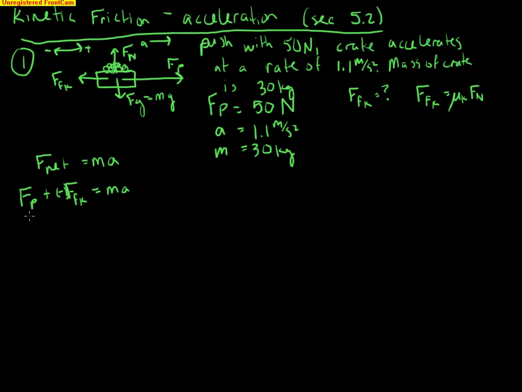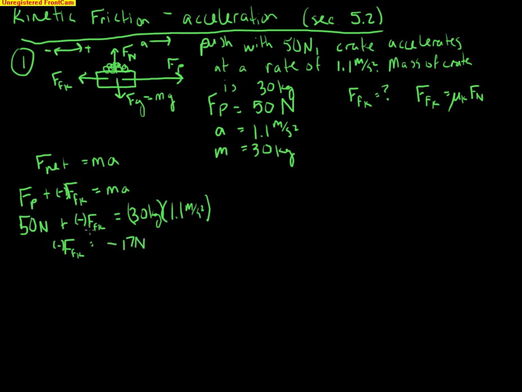Okay, so now we know the force of the push, we know the mass, we know the acceleration. So it's just a matter of plugging everything in. This was 50 newtons. And our mass was 30 kilograms. And our acceleration was 1.1 meters per second squared. So we get our F_fk, which we know is going to be negative, works out to be negative 17 newtons.